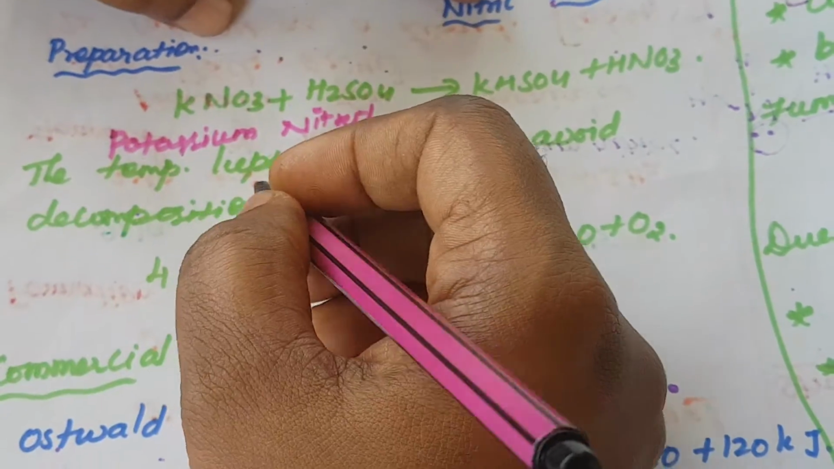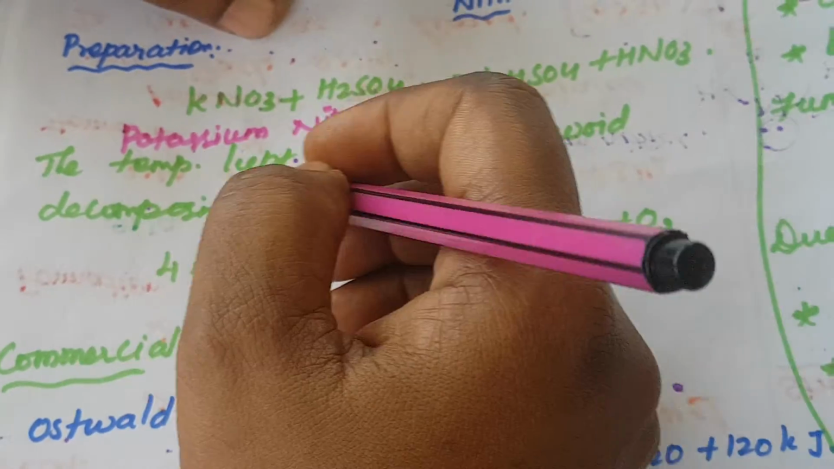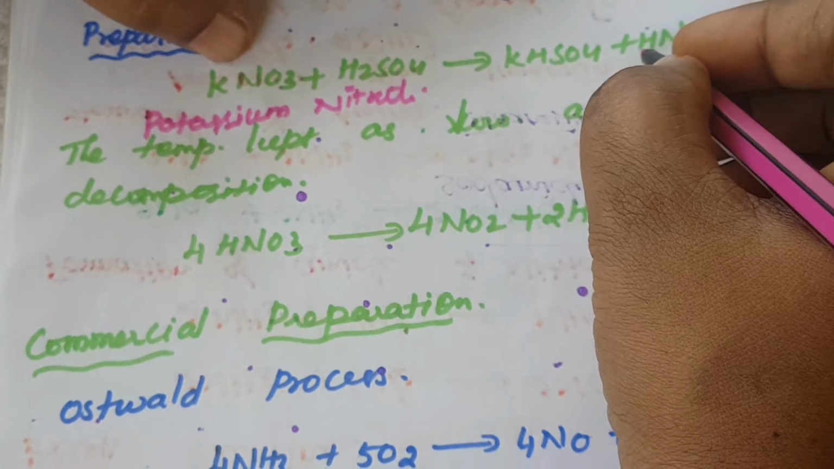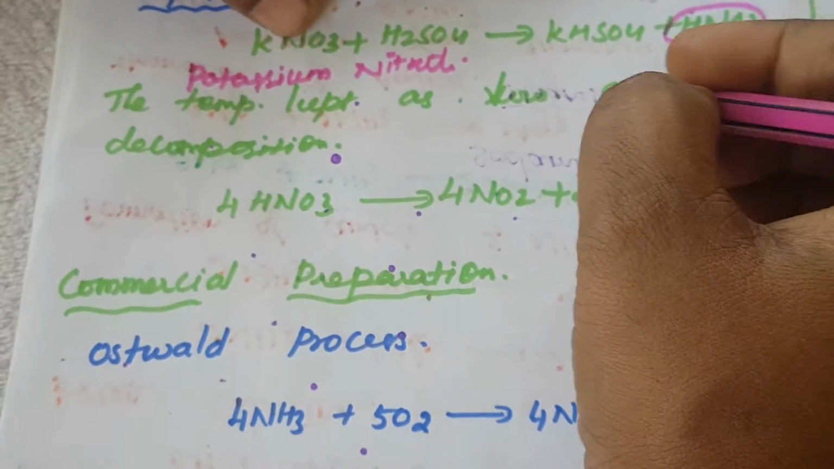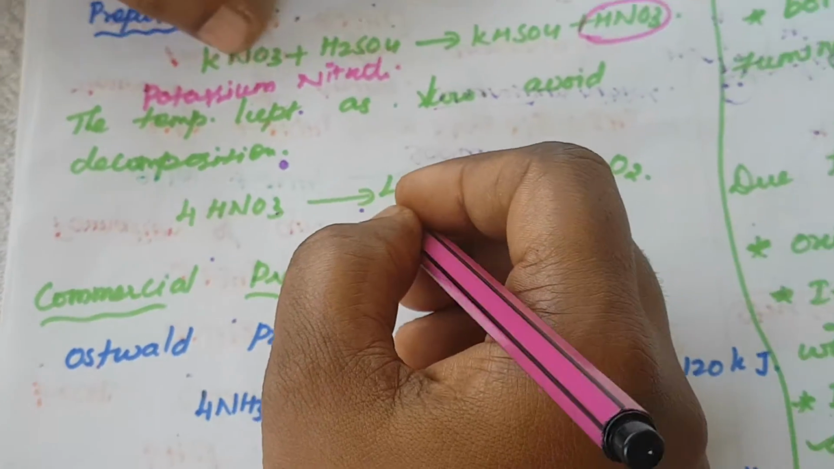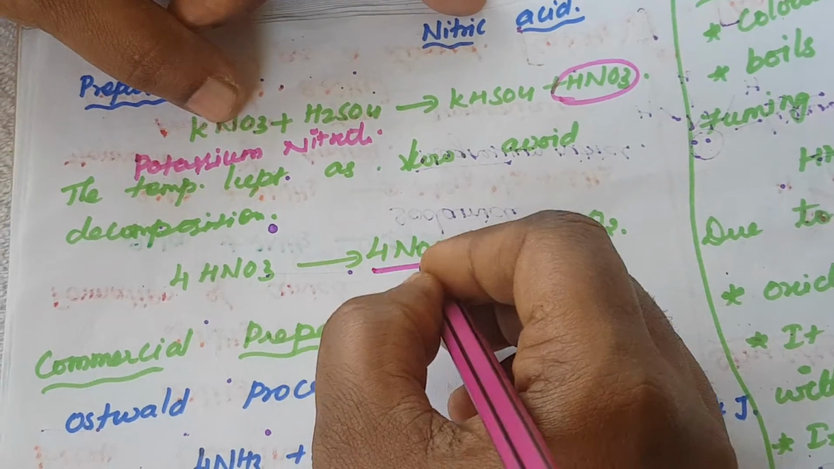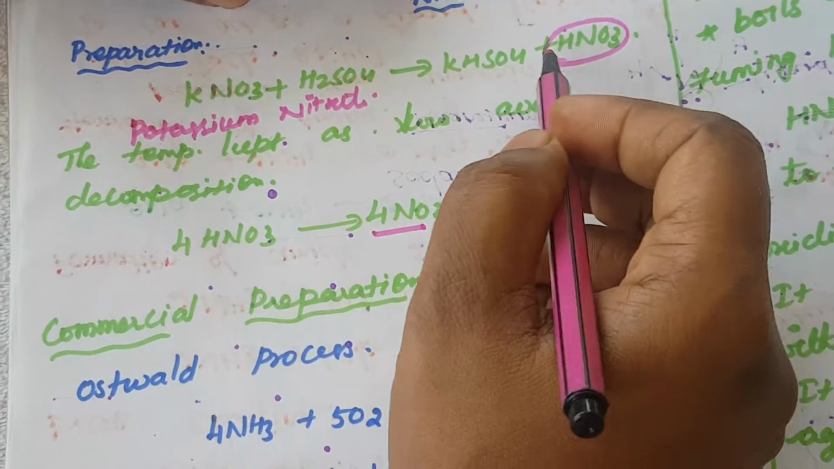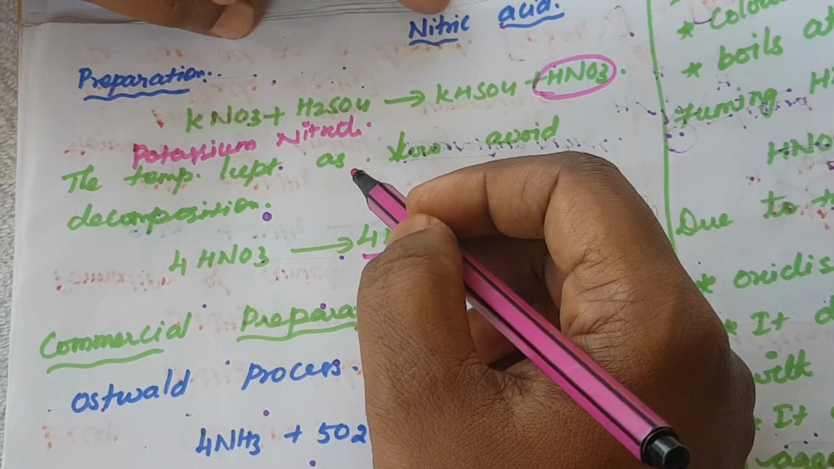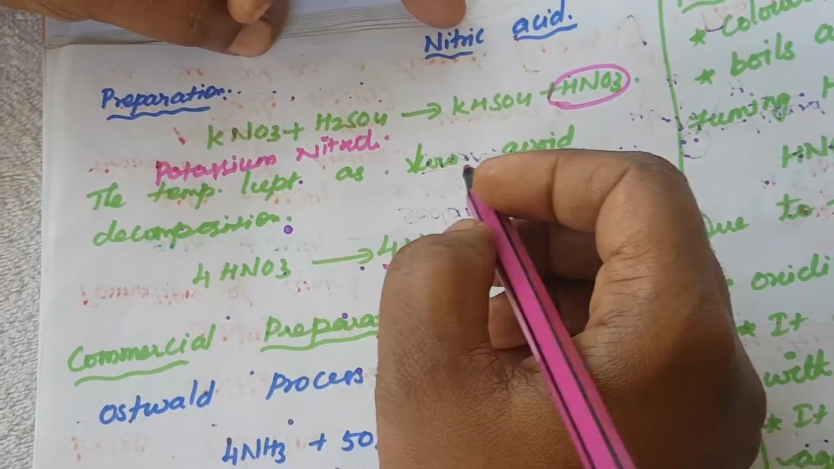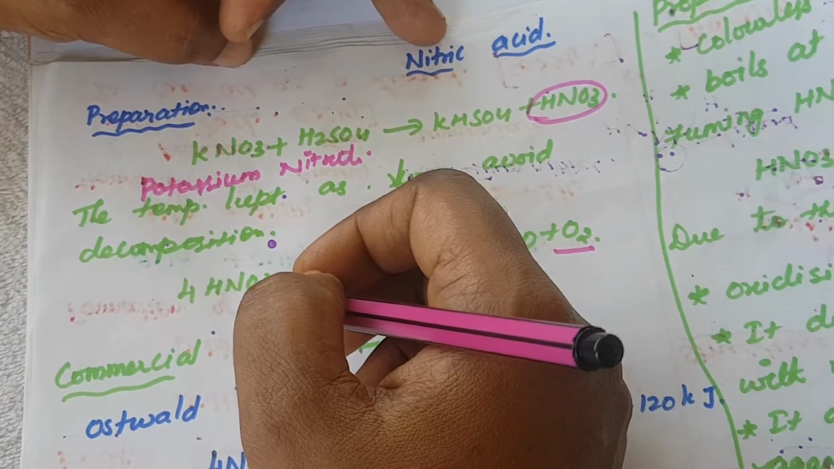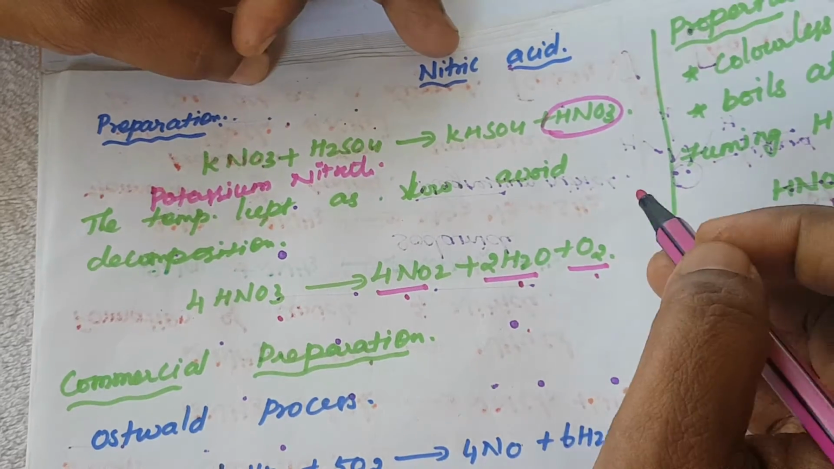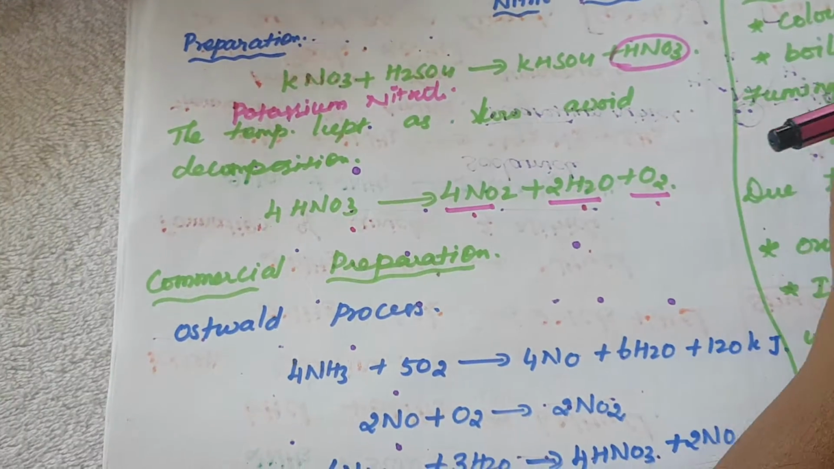The temperature is kept low to avoid decomposition of nitric acid. Nitric acid would decompose to nitrogen dioxide, water and oxygen. The nitric acid immediately decomposes, so to avoid that we maintain a low temperature. After decomposition of nitric acid: 4NO2, H2O and O2. So this is the preparation of nitric acid.